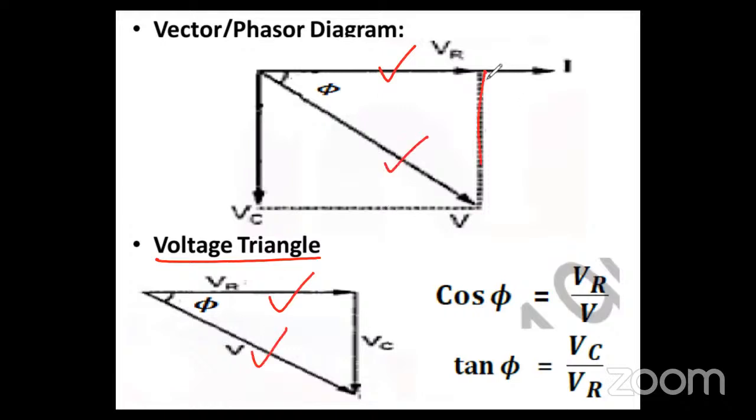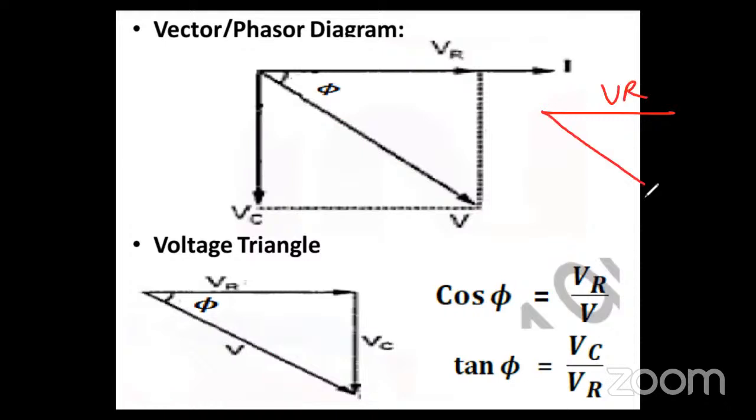And यहाँ पे dotted line है ना, so what will we do? We'll shift this VC on this side. What will happen? This is the VR, this is V, and just draw this one, and this will become VC because ये यहाँ पे मैंने shift किया. So VR, V, and VC in this angle phi. These are the right angle triangle.